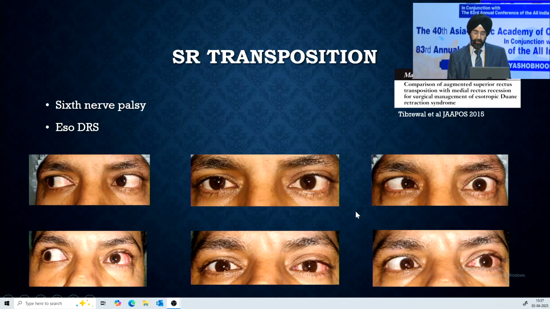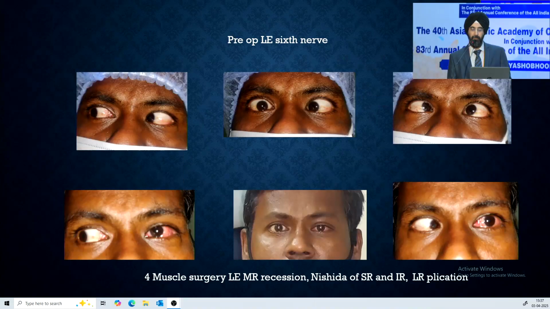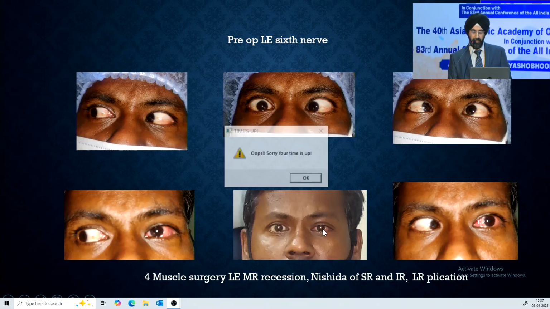So there is no risk of anterior segment ischemia. The problem with these muscles is that if you disinsert them, there is anterior segment ischemia. So we could get, you can say, a straight eye.